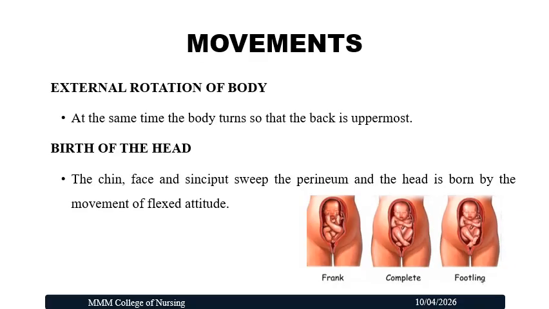Next movement is external rotation of the body. At the same time, the body turns so that the back will become the uppermost. Finally, the birth of the head. The chin, face and sinciput sweep the perineum and the head is born by the movement of flexed attitude.